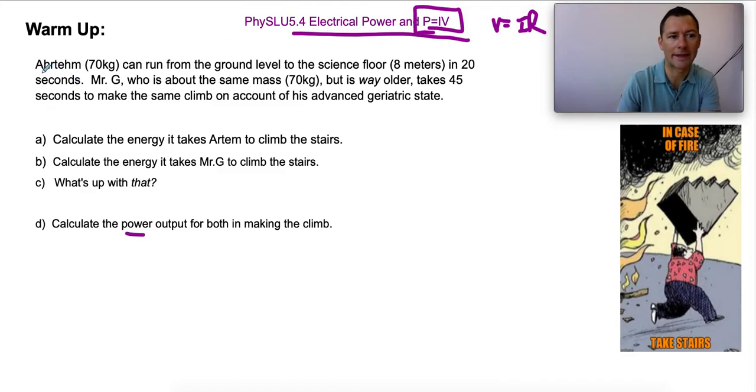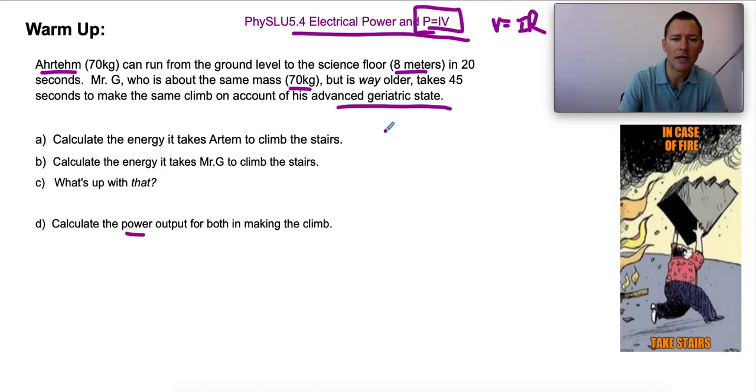Okay, so Artham, no relation to anyone we know, has a certain mass that I'm estimating can run from the ground level to the science floor, which is like 8 meters change, in 20 seconds. Mr. G, me, has about the same mass, but way older. It takes me a little longer because of my geriatric state. Geriatric means very old. So I want you to calculate the energy it takes Artham to climb.